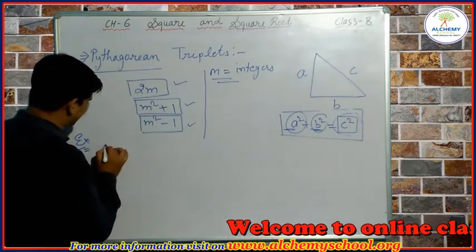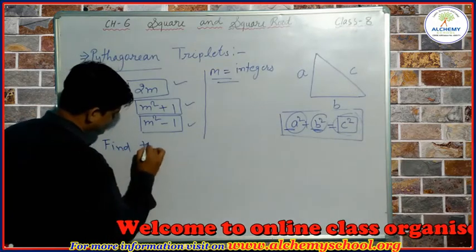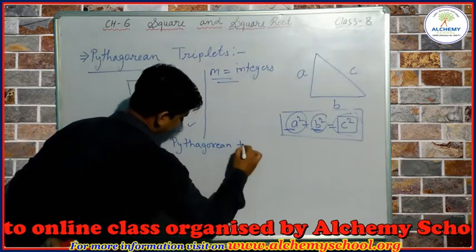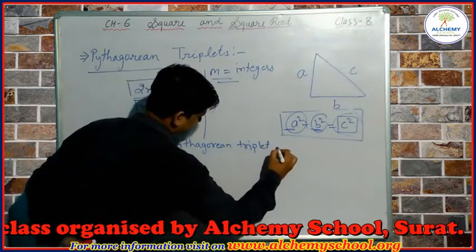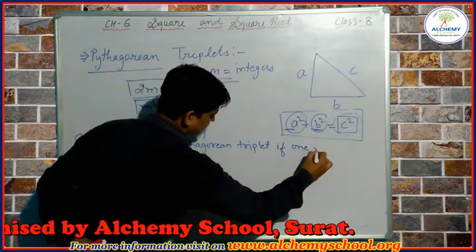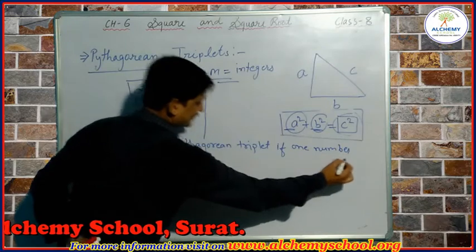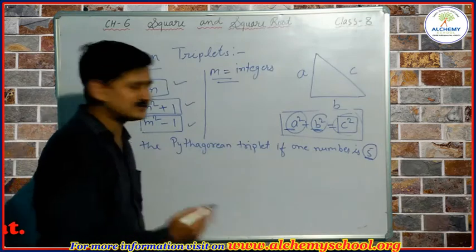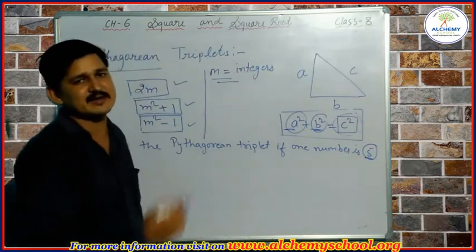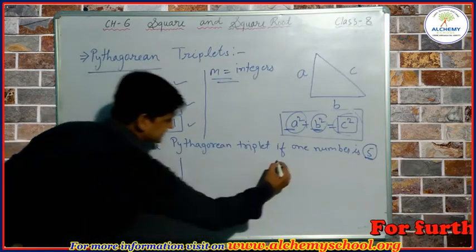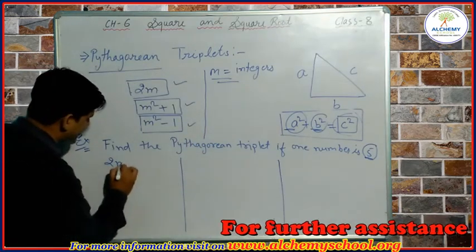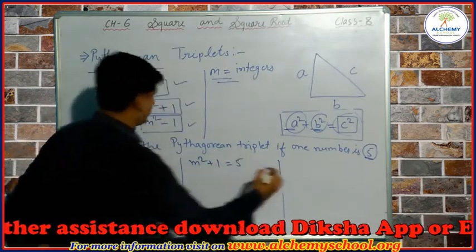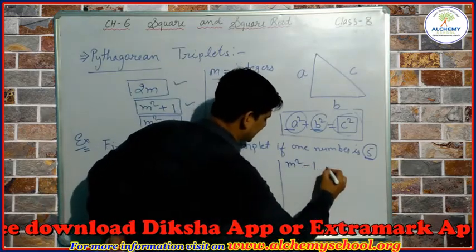In the question it is given: find the Pythagorean triplet if one number is 5. Students, one number is given here, that is 5, and we have to find the remaining two numbers. So we can assume 2m is equal to 5, or m square plus 1 is equal to 5, or m square minus 1 is equal to 5.